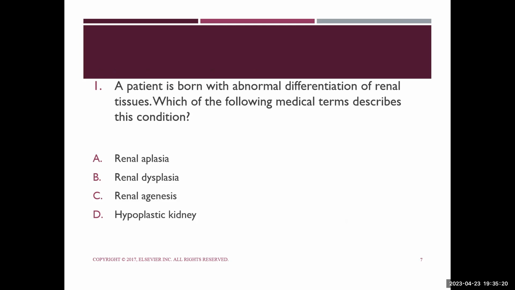A patient is born with abnormal differentiation of renal tissues. What's the term that describes this condition? Renal agenesis means that there are no kidneys. A hypoplastic kidney means that the kidneys are there, they're just small. The term here that seems to work is renal dysplasia, since dysplasia refers to abnormal development. There's really no such thing as renal aplasia. So the answer there is B.